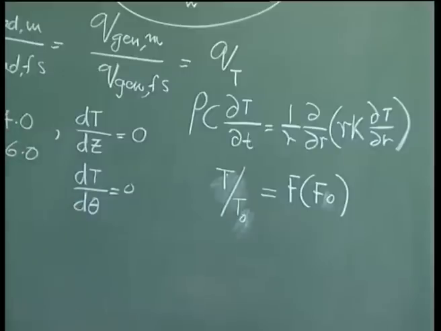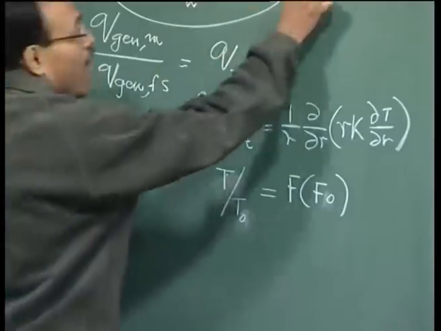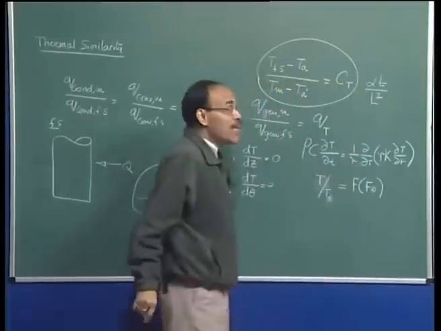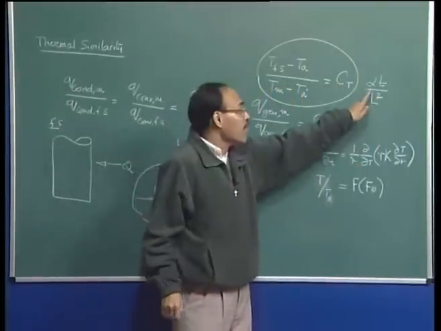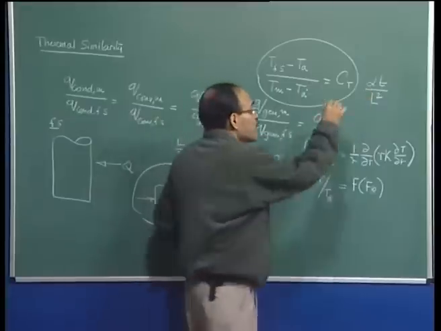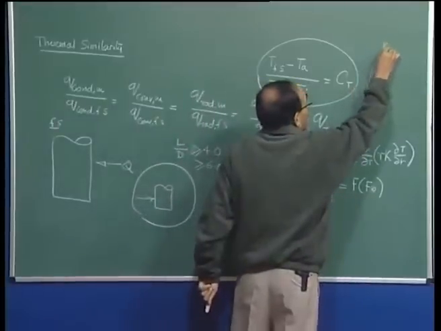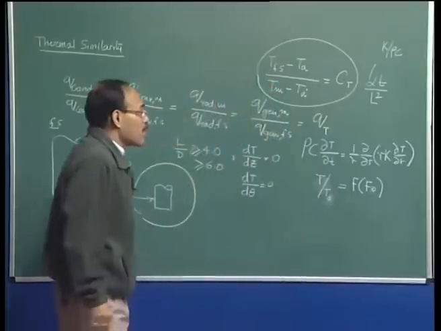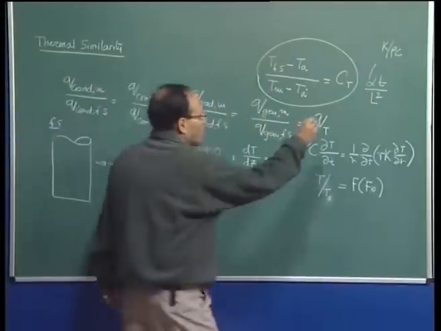Fourier number, all of you must know from your second year transport phenomena course, is alpha t by L square. That is the Fourier number. L represents the characteristic length and alpha represents the thermal diffusivity, which is nothing but K divided by rho times C. Rho is the density and C is the specific heat. So, this is the definition of Fourier number.